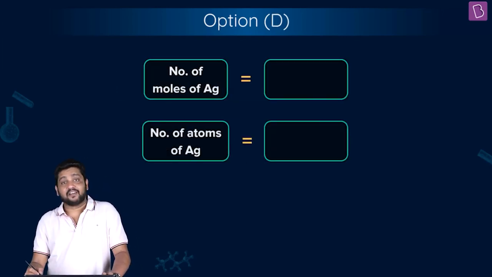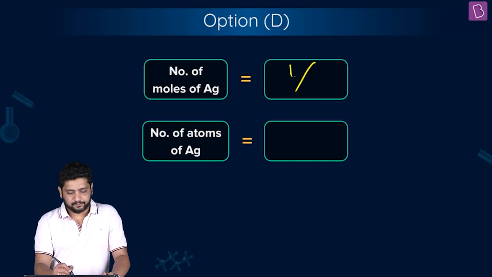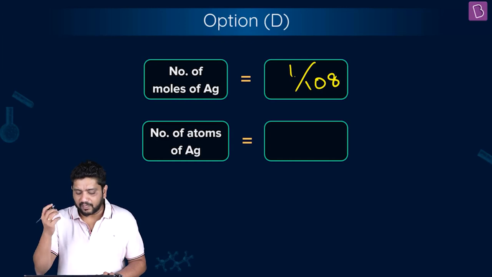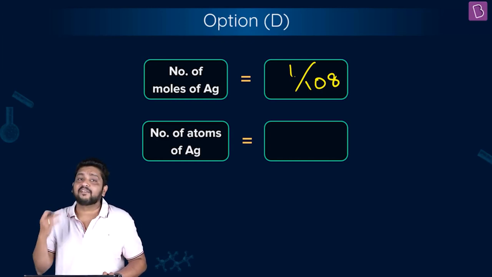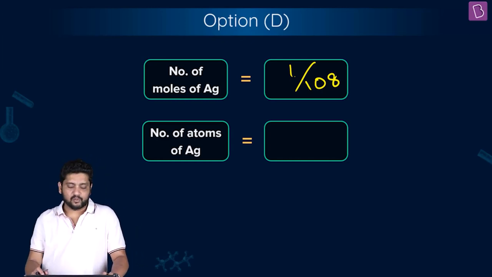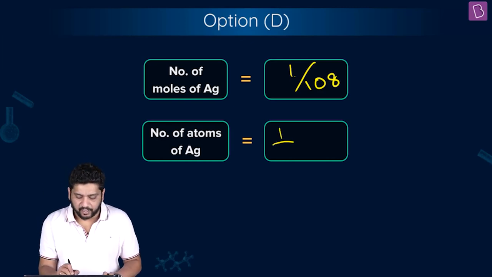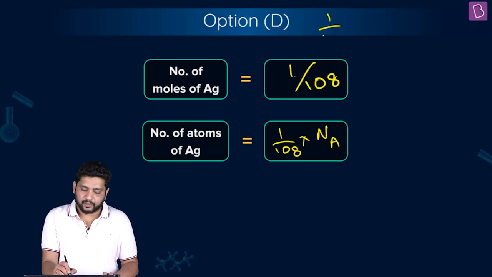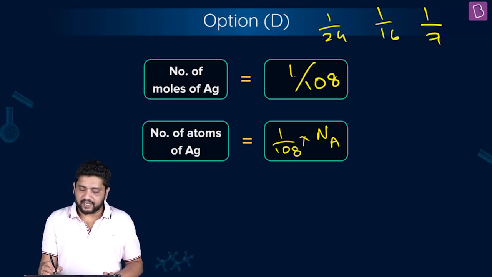Similarly, in silver, we had 1 gram, and the gram atomic mass was given as 108 grams per mole. So 1 divided by 108 is the number of moles of silver, and the actual number of atoms will be this into Avogadro's number, so 1 by 108 into Na. So think about all of these: you had 1 by 24, 1 by 16, 1 by 7, and 1 by 108.